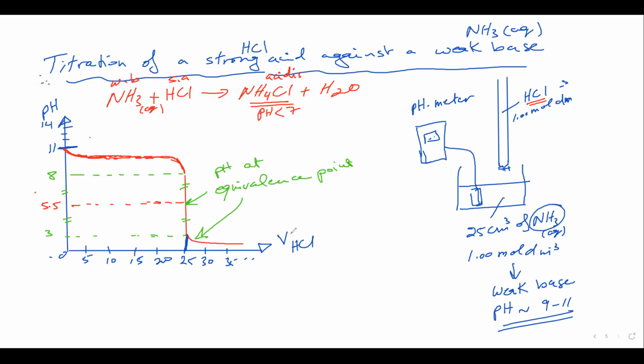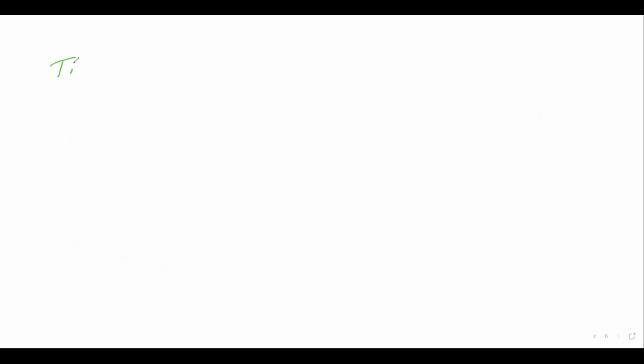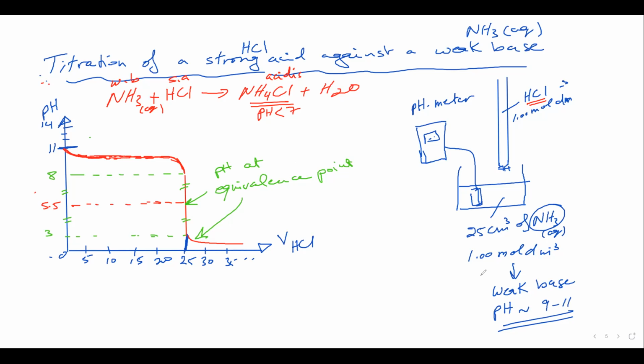Okay, do you all understand? If you have any question, please ask me. Yes, please repeat this one. We said that this is the equivalence point, which is the 25. What is the equivalence point? It is the volume of HCl that is required to completely neutralize the 25 centimeter cube of ammonia. This is the 25. This is the equivalence point.